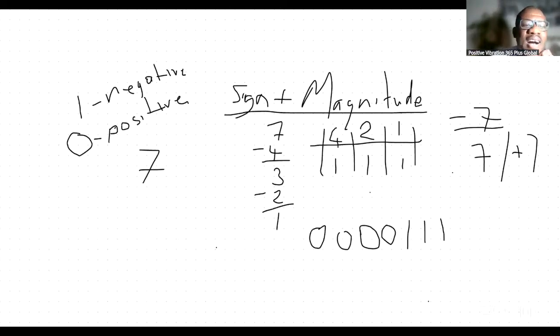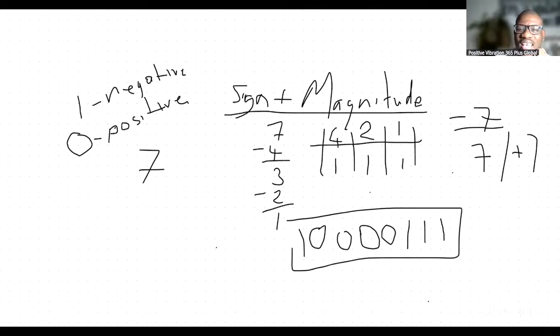But remember, the first one must be what? The sign. So, what kind of 7 do we have? Negative. So, what one should we put there? A 1. Yes. So, in sign and magnitude, this is negative 7. Everybody understand that? Good.